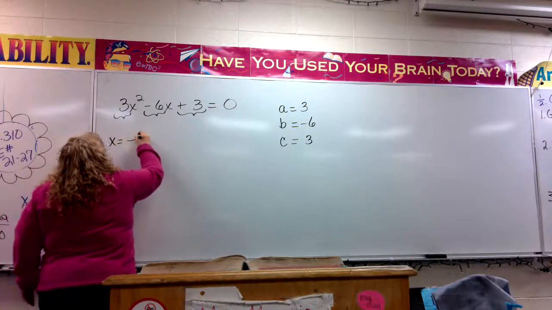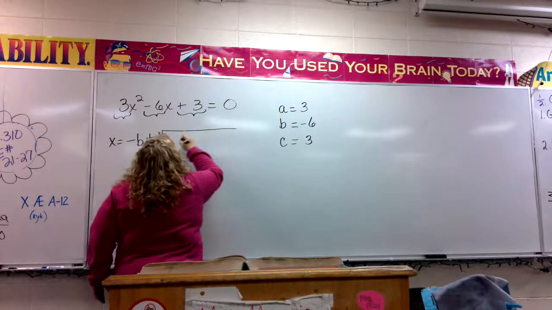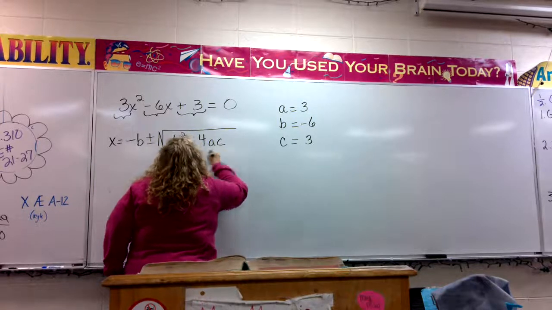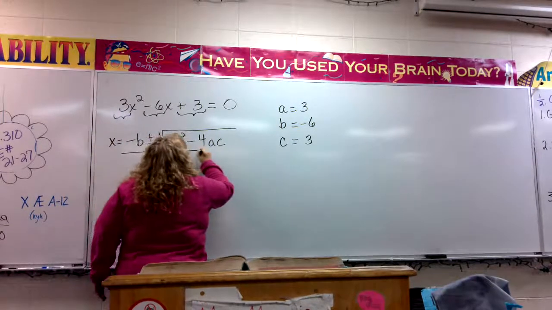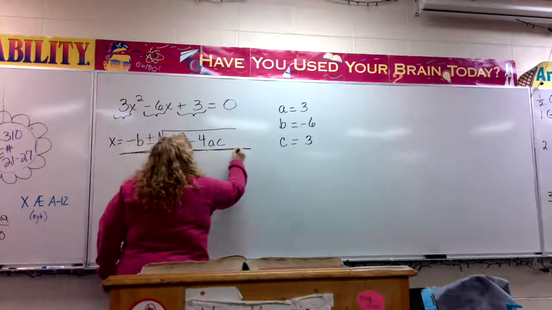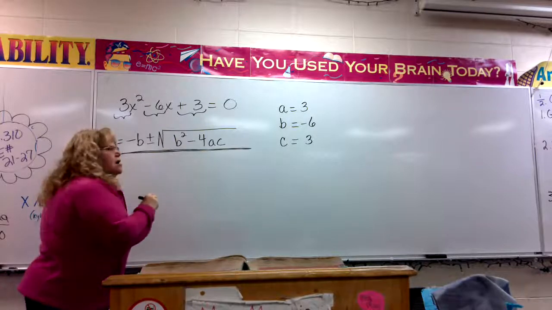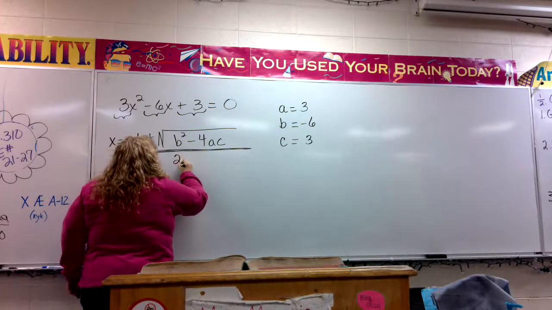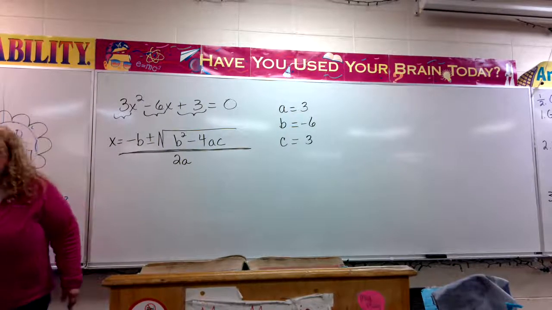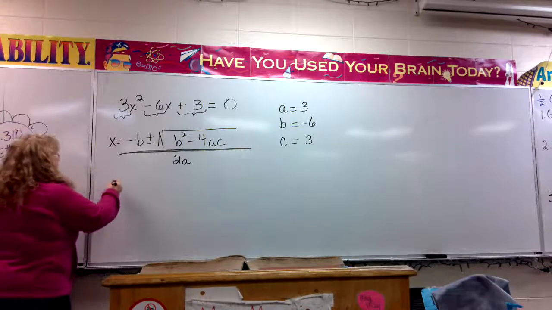X is equal to -b plus or minus the square root of b squared minus 4ac all over 2a. Are you ready to plug everything in?